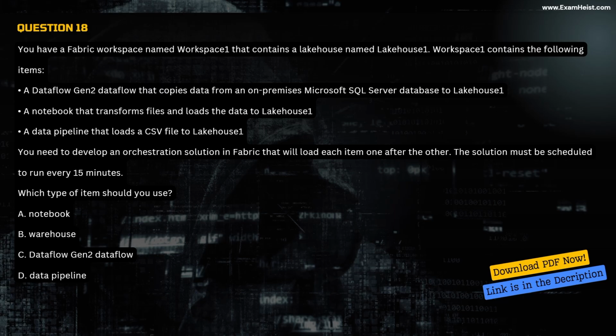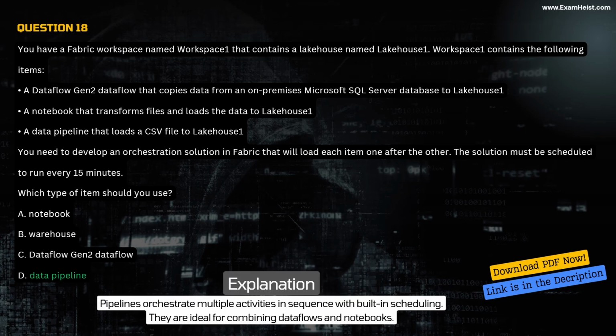A. Notebook. B. Warehouse. C. Dataflow Gen 2 Dataflow. D. Data pipeline. Correct answer D. Data pipeline. Explanation. Pipelines orchestrate multiple activities in sequence with built-in scheduling. They are ideal for combining data flows and notebooks.